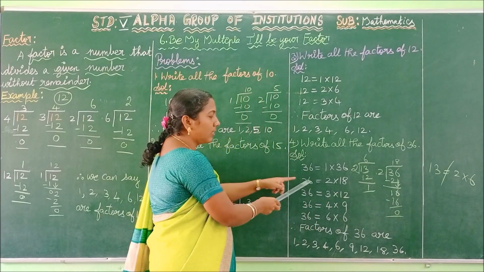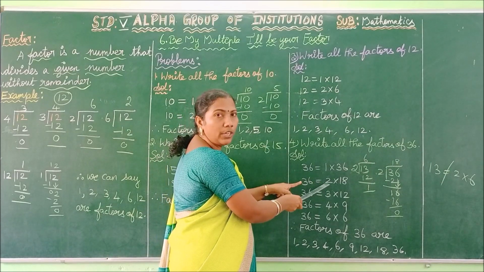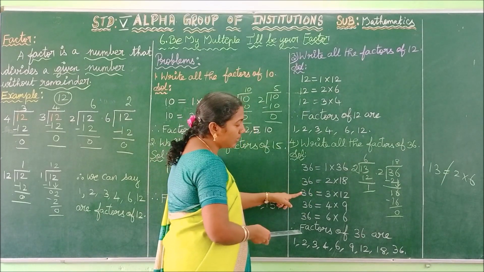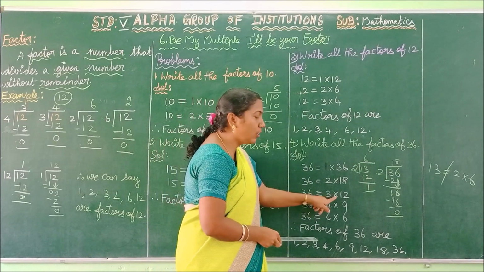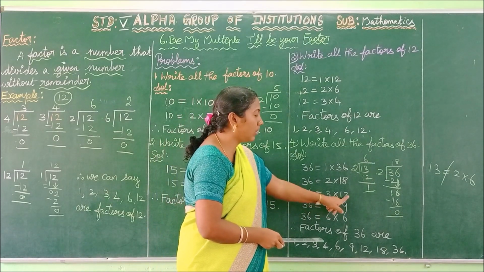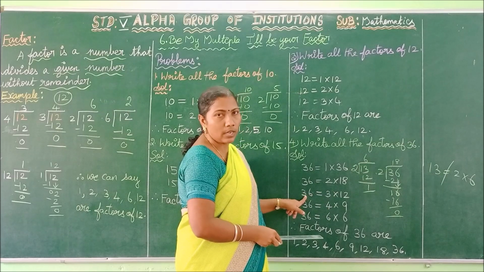Okay. Thus we have written 36 equal to 2 into 18. Similarly, 36 can be written as it also comes in the 3 table. So 3 into 12. You can easily check: 3 2s are 6, 3 1s are 3. Okay.